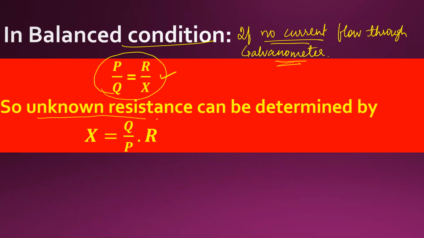So the unknown resistance can be determined in terms of these three given resistances. For determining this X, we are using R as a variable resistance, which is adjustable so that no current flows through the galvanometer, and we can reach this condition. If no current flows through this galvanometer, we can directly apply in any practical problem that P by Q will be equal to R by X. So X can be determined as Q by P dot R.